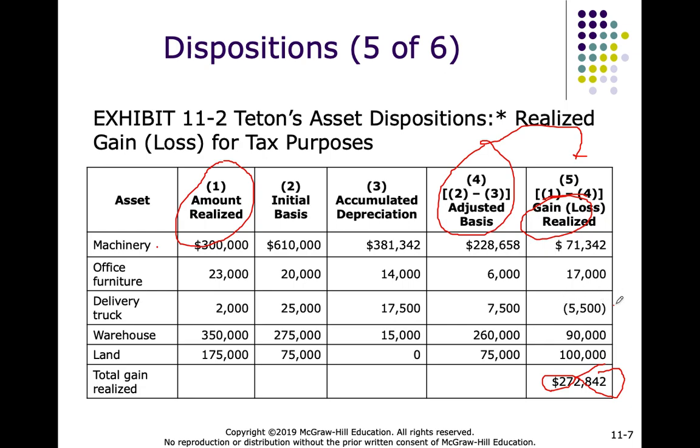We're assuming that this delivery truck is being used for business, and therefore the $5,500 is an ordinary loss. We'll go over this a little bit later. Therefore, I can deduct the full amount. But if this delivery truck was a personal use truck, I did not use it for business, I used it for commuting back and forth, then this $5,500 loss will not be allowed, will not be recognized. So it was realized, but it's not recognized for tax purposes.